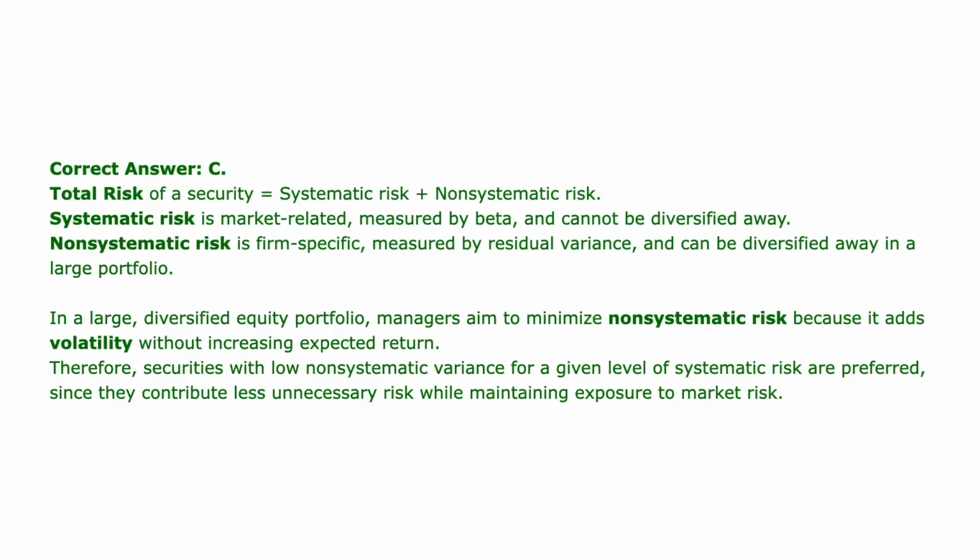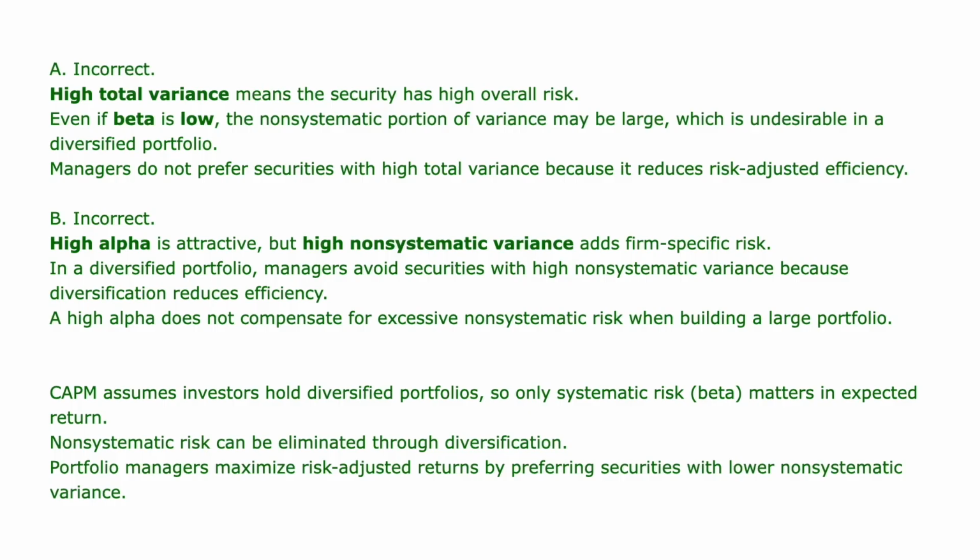In a large, diversified portfolio, non-systematic risk is eliminated. Managers prefer securities with low non-systematic variance for a given level of systematic risk. They contribute less unnecessary, diversifiable risk while maintaining desired market exposure. A. High total variance may come from a large non-systematic component, even with low beta. Undesirable as it adds risk that diversification will eliminate, but still affects security selection.